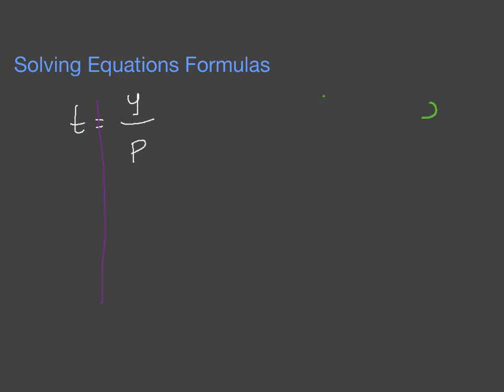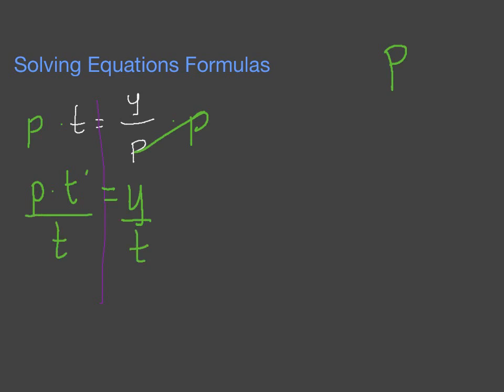So the opposite of divide by p is going to be times by p. Whatever I do to one side, I have to do to the other. My p's cancel and I'm left with y on the right side, and on the left side I have p times t. Now again, I want to get p by itself. In order to do that, I see that next to p I have a times t. The opposite or inverse of times is divide, so I'm going to get rid of that t. My t's will cancel and I'm just left with p equals y divided by t.